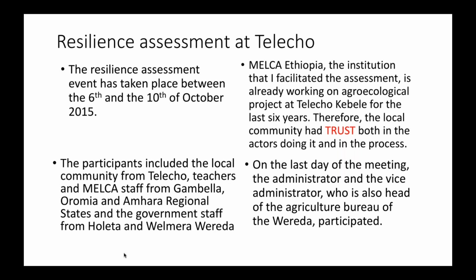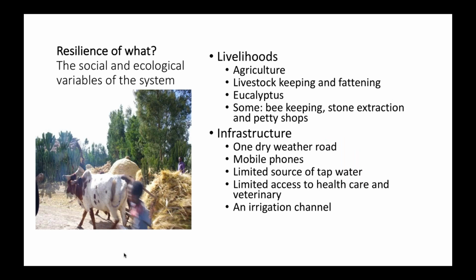And on the last day of the meeting, especially when we were discussing the future, we invited the administrator and the vice administrator. The vice administrator is the head of the Agricultural Bureau. So it's very critical that the critical stakeholders participated in the resilience assessment. The first question that we asked is: resilience of what?